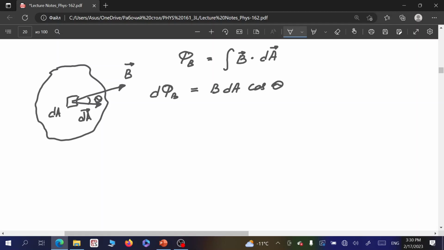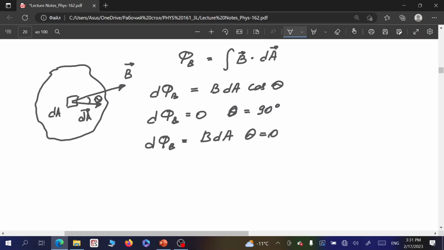So obviously, if the angle between them is 90 degrees, the magnetic field flux will be equal to 0 if theta is equal to 90 degrees, and dΦB will be equal just to B times dA if this angle is equal to 0, if they are parallel, the dA vector and B vector are parallel to each other.